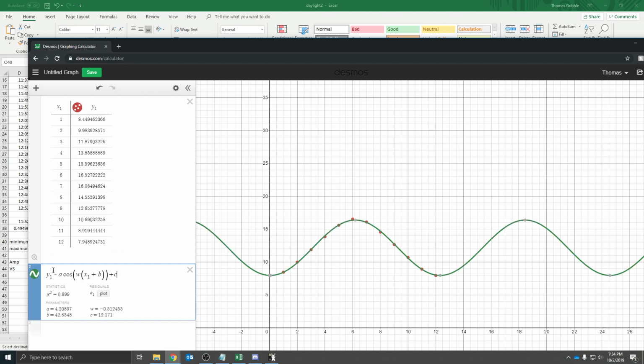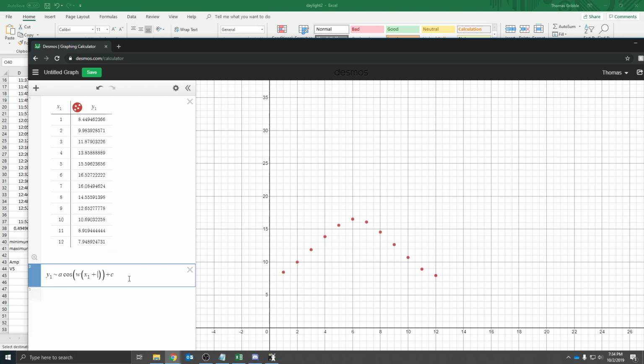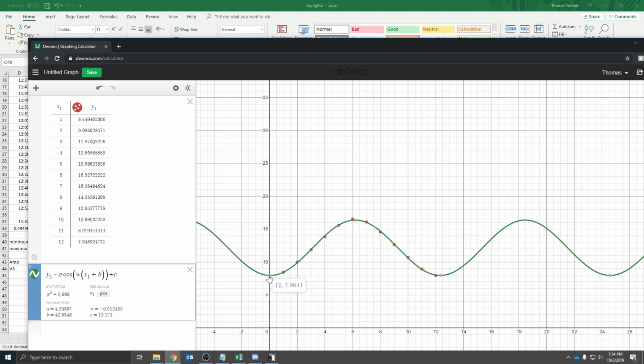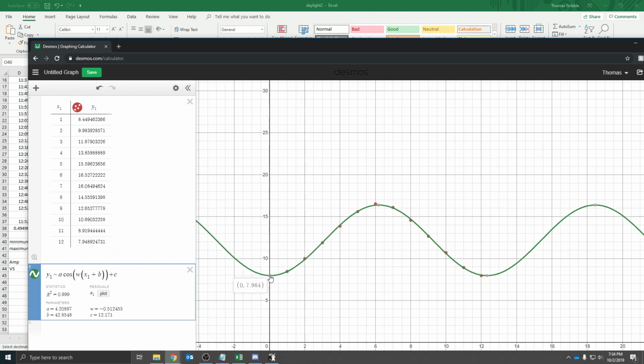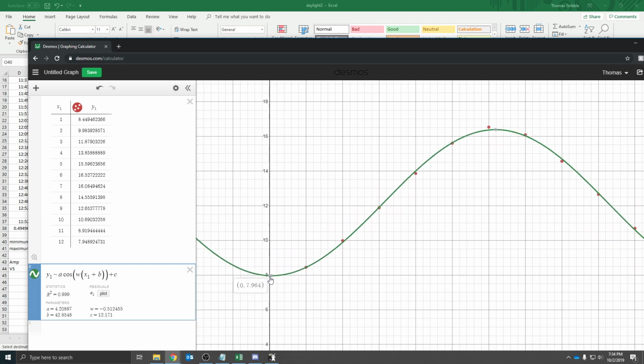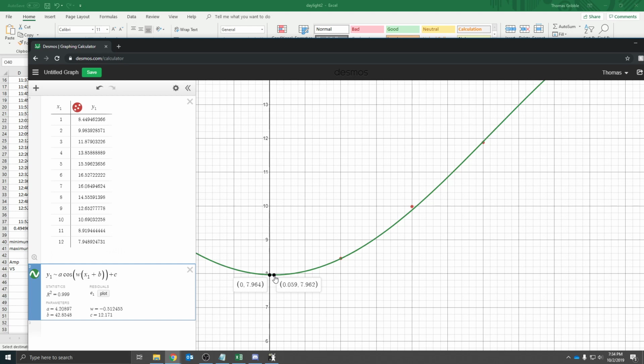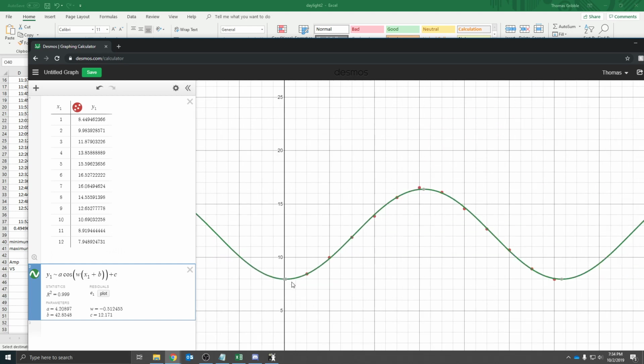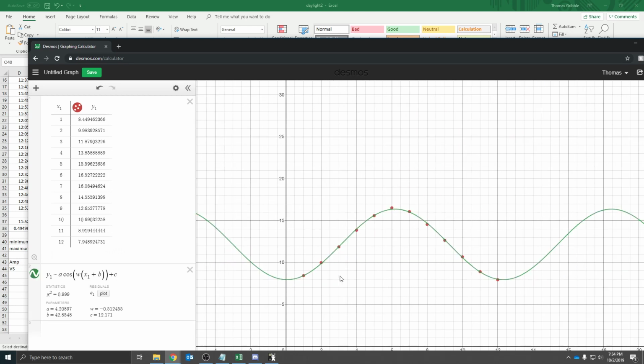Now, if I didn't want it to have a phase shift, it's going to automatically try to put it as a cosine function that has no phase shift. But if I let it have a phase shift, then it's not necessarily going to be right there on the x-axis. Like that is not the minimum. This is the minimum. Interestingly, okay, so that's weird.